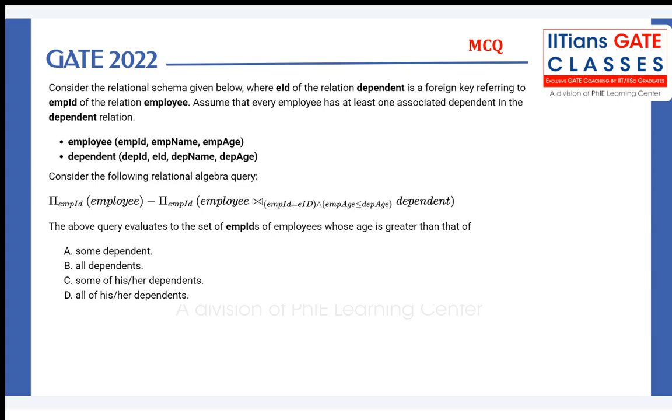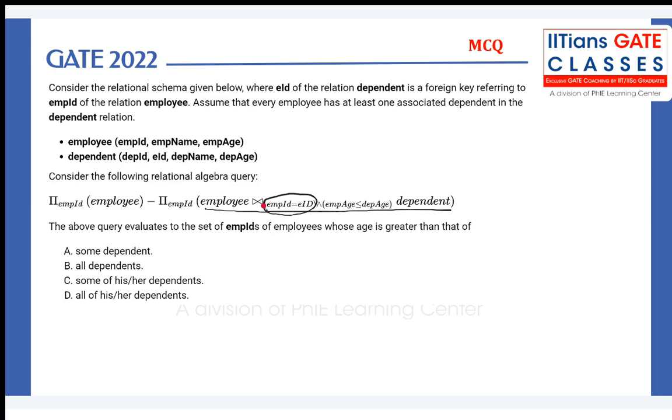Let me give you a hint, okay? First, try to see what this does. You're trying to join tables employee and dependent, and the join condition is that the employee ID should be equal to the EID of dependent, which roughly means that you are trying to retrieve all those employees with their dependents.